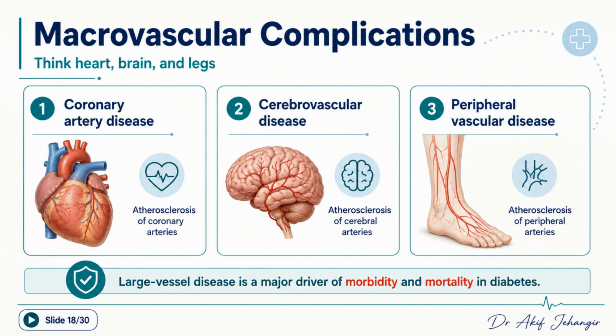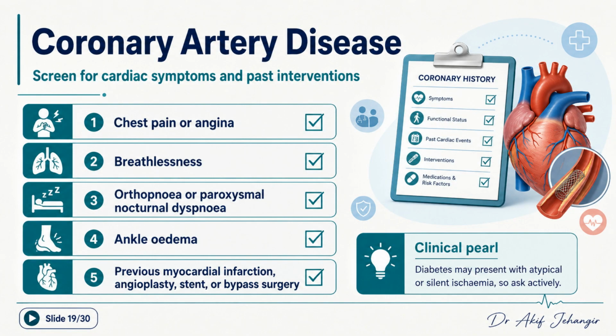Now screen for large vessel complications. A simple way to remember this is heart, brain, and legs. These complications drive much of the morbidity and mortality in diabetes, so they should be actively asked about, not left until the end. For coronary artery disease, ask about chest pain, exertional angina, breathlessness, orthopnea, paroxysmal nocturnal dyspnea, and ankle swelling. Also ask about previous myocardial infarction, angioplasty, stents, or bypass surgery. Diabetes can present with atypical or silent ischemia, so ask actively.